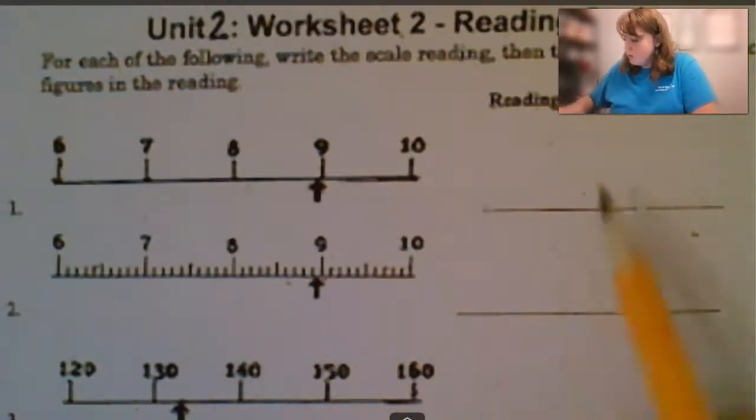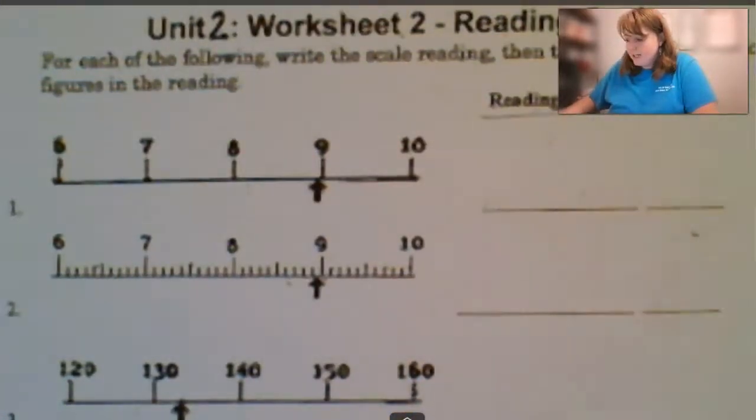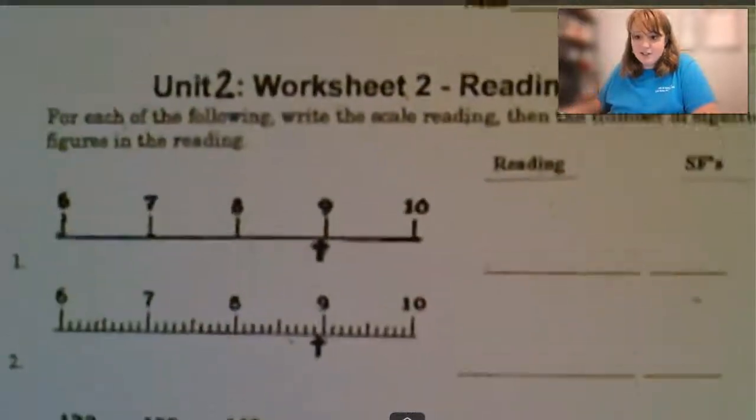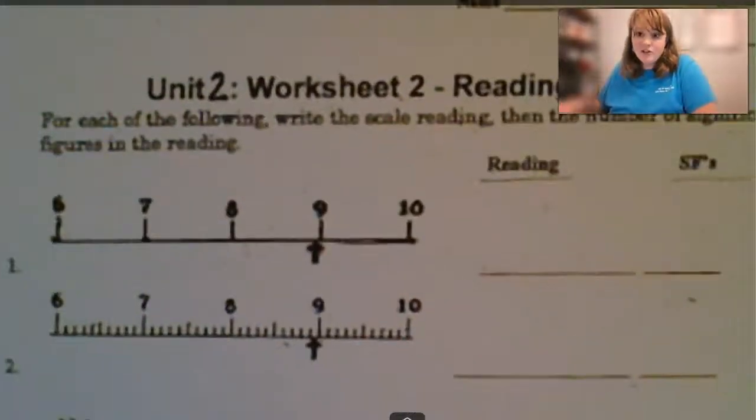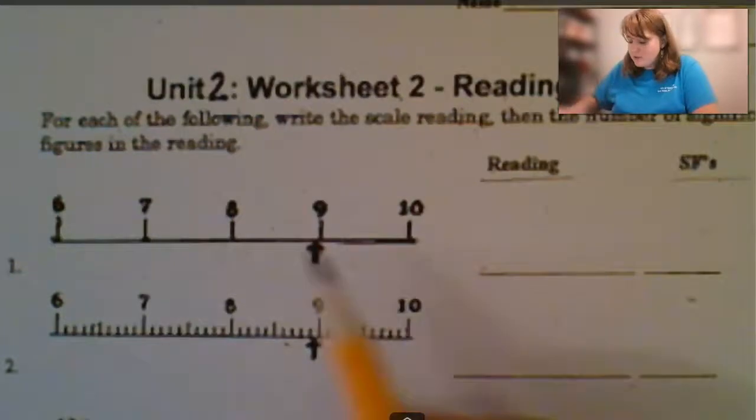With each problem, we're going to write what we think the reading is and then how many significant digits there are. Remember, significant digits are the number we know for certain and then one estimated value. And we always have to have that estimate even if we think it's a zero. So let's look at this one.